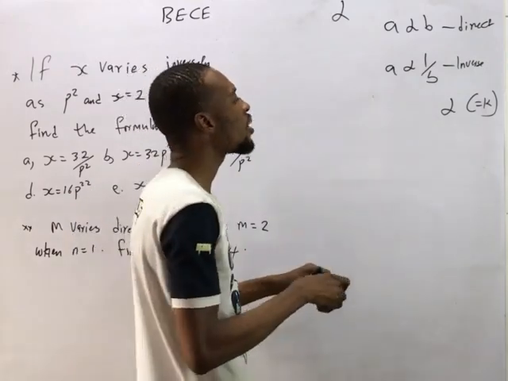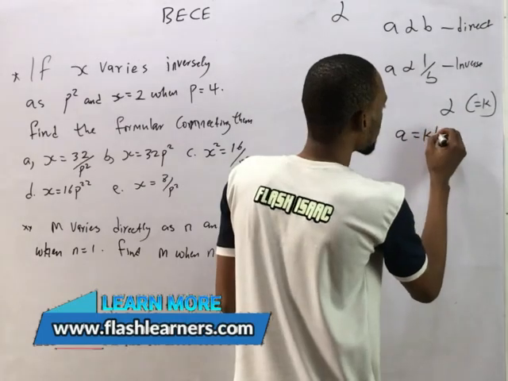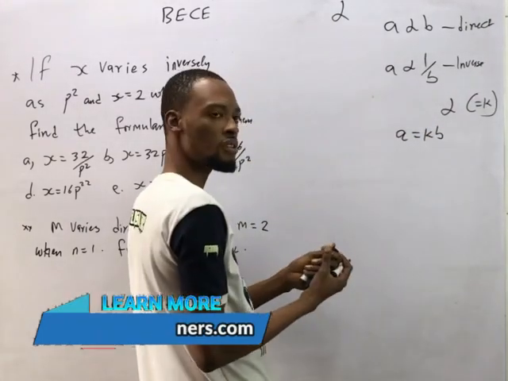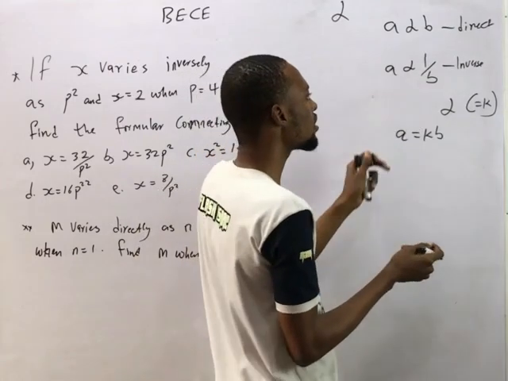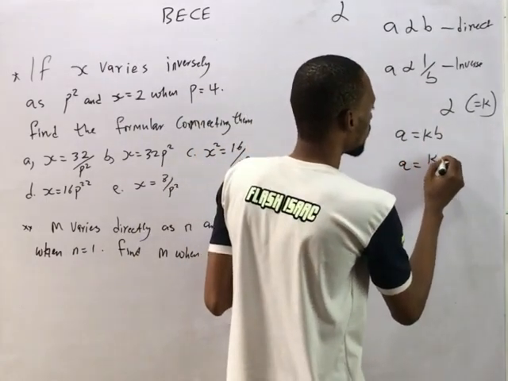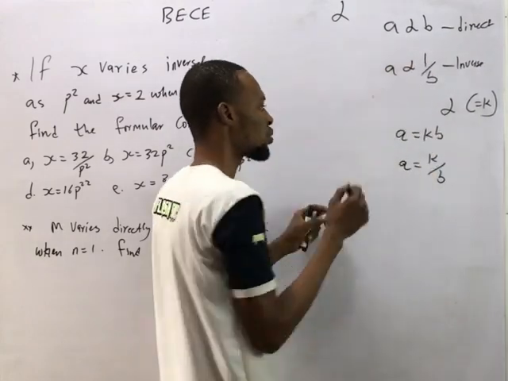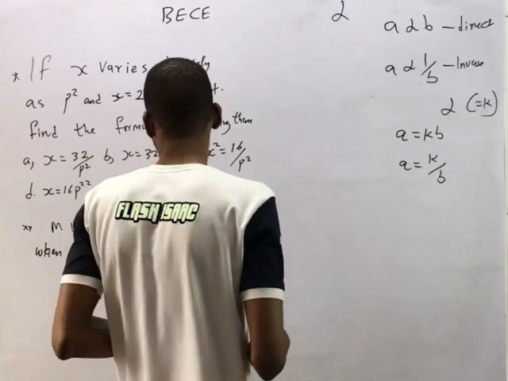And after getting equals k, the first values in variation actually allow us to find the constant. Now, for A, this direct variation, it becomes A is equal to KB. We've changed the variation or proportionality sign to the equality sign. This, for inverse, is simply A is equal to K over B, K times 1 over B. So that's that.